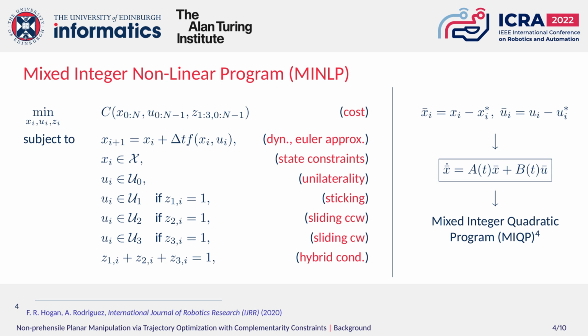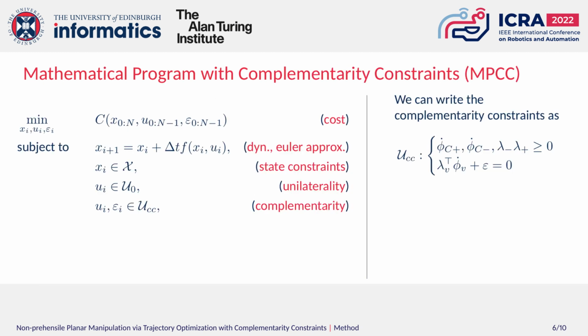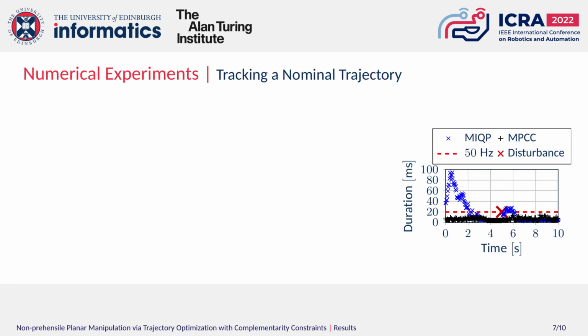Hogan and Rodriguez. In this work, we propose an alternative way of writing the constraints of each contact mode in the form of a complementarity constraint. These allow us to rewrite the trajectory optimization as an MPCC, removing the need for integer variables, which tend to make optimization problems scale badly due to their combinatorial nature.